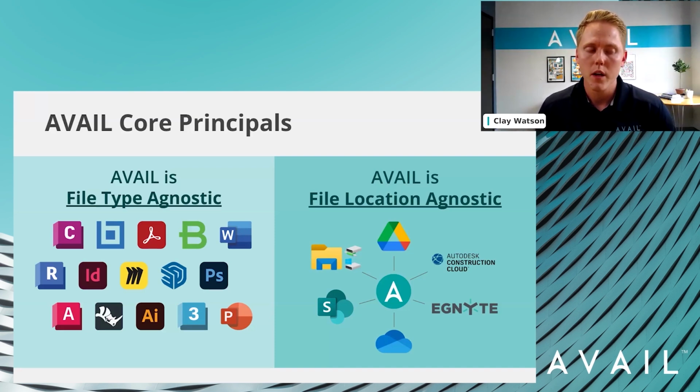The second principle is another agnostic principle: we're file location agnostic. So your current file folders and structure can all be maintained and stay the same. You don't have to change anything in the way your files are structured on your network or your cloud storage service. But AVAIL gives you a nice front end visual interface.